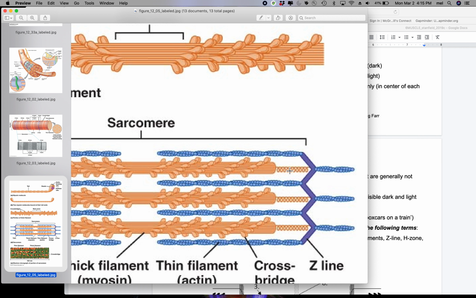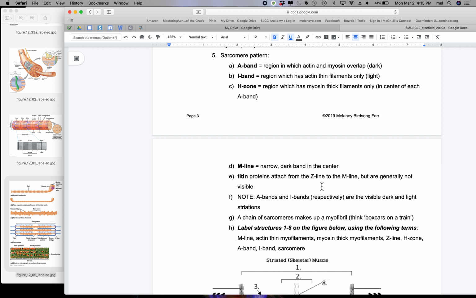And titin, when the cross bridges let go, that springy titin will allow this to relax back to its original position, but it doesn't really change very much about the physiology. Okay, so the A bands and the I bands are the visible dark and light striations.